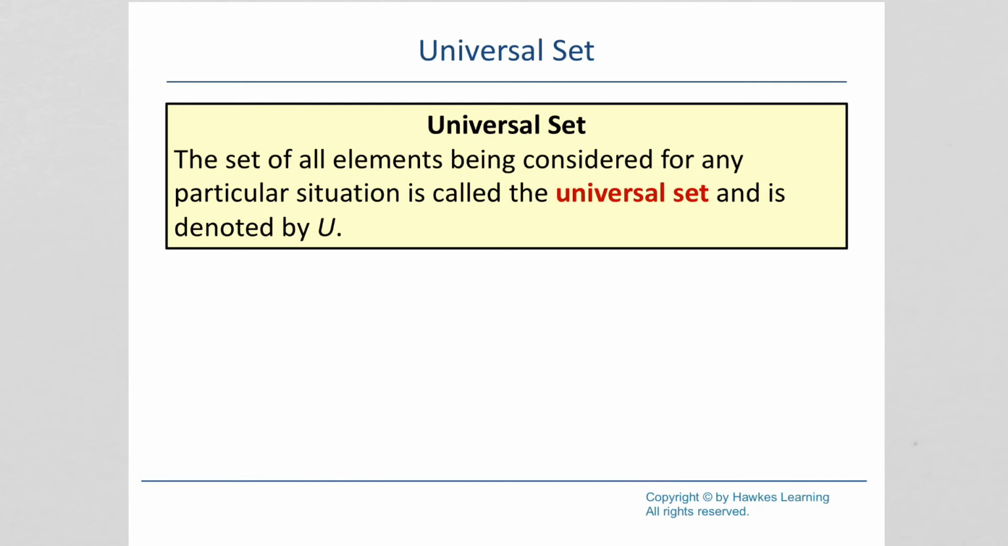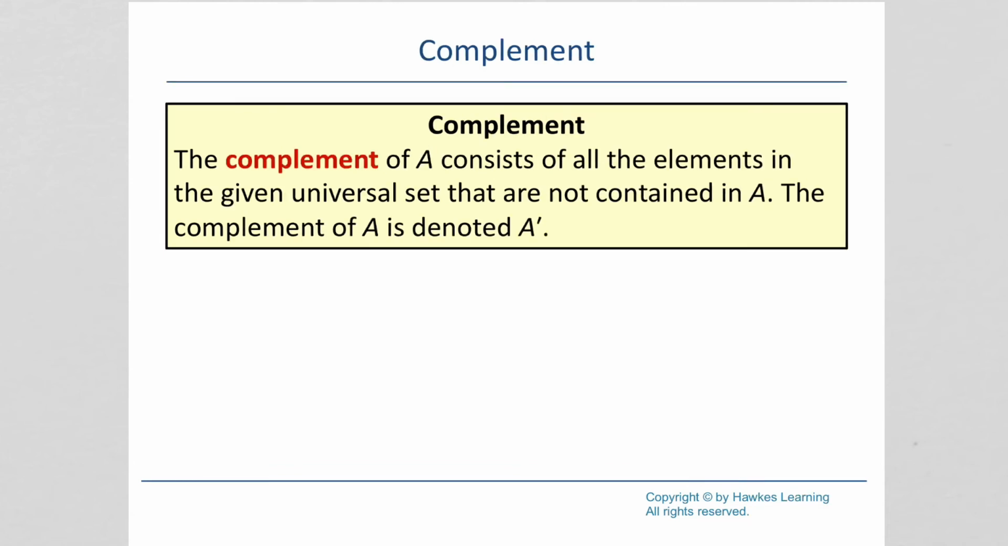The universal set is the set of all elements being considered for any particular situation. And it's denoted by U. So you'll see later when we start making Venn diagrams that it's everything that could possibly be in the set is contained in U. The complement of A consists of all the elements in the given universal set that are not contained in A. And it's denoted with a little apostrophe.